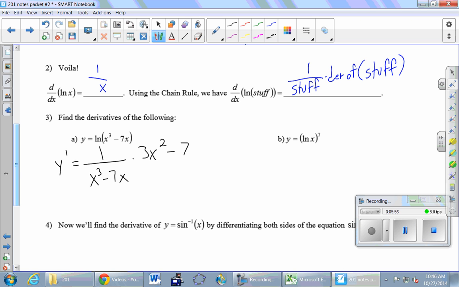What am I missing? Parentheses, right? Because that 3x squared minus 7 is one thing. So the whole fraction gets multiplied by that derivative. That's it. Questions on the derivative of ln of stuff?